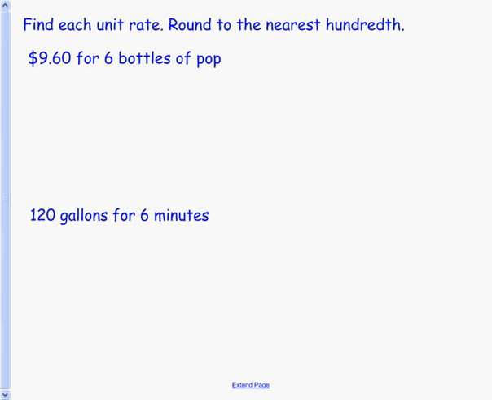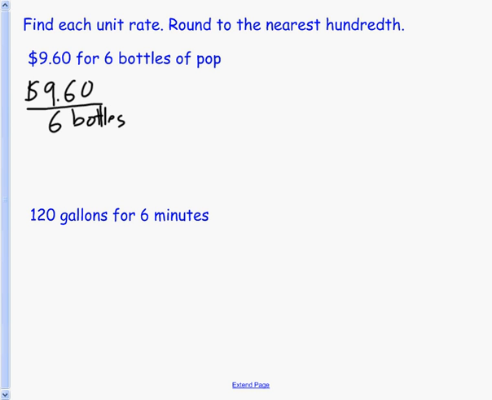Now we're on to finding each unit rate. The difference between finding simplest form and finding unit rates is that with unit rates, we're just trying to find one unit. So our denominator is going to be 1 for the unit rate, where finding the simplest form might not necessarily have a denominator of 1.